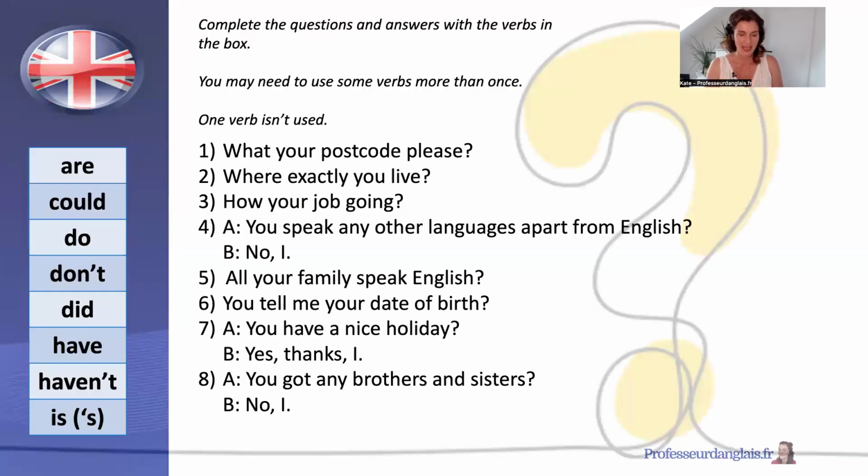Okay, brilliant. Here I have a selection of questions and answers. They are all incomplete. Your job is to complete them using some of these verbs in the box. We have are, could, do, don't, did, have, haven't, or is. You may need to use some verbs more than once, and one of the verbs isn't used at all. So I would suggest that you pause the video, you read the questions and answers, and you consider where the missing verbs go, then restart when you're ready to see if you're correct.